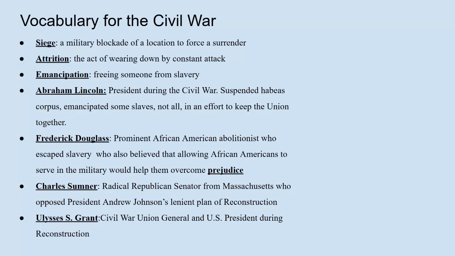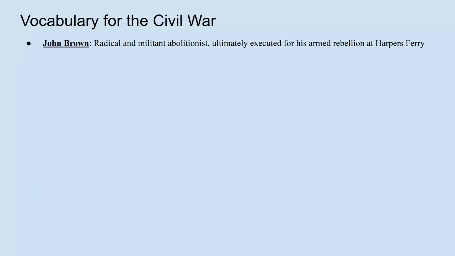So Ulysses S. Grant kind of realized that kind of war is what was necessary, that you needed to have this battle of attrition to wear the enemy down by constant attacks. And that's really how he ends up getting the South to surrender, getting Robert E. Lee to surrender. John Brown is going to be another radical abolitionist.